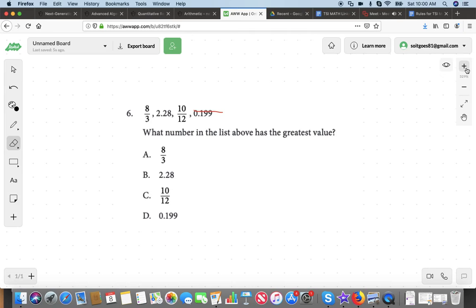What else can we eliminate? I'm not sure because 10/12 is pretty big. Is 10/12 bigger than 1 or smaller than 1, Jackson? It's smaller than 1. We can eliminate that easily, right? Because I know 2.28 is bigger than 1. It's bigger than 2.